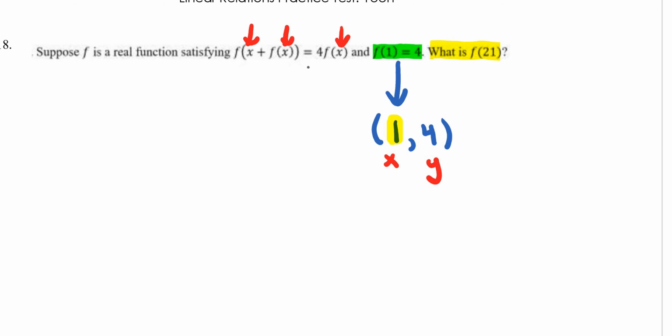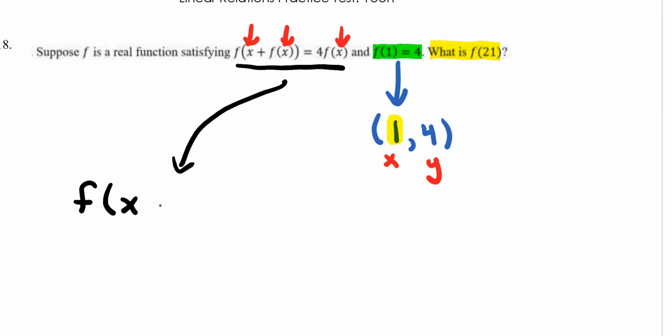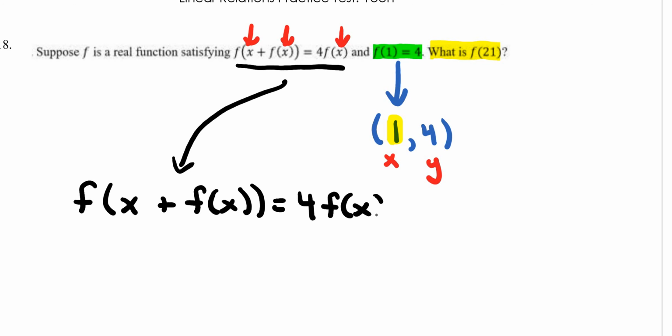All right, so if I had to recopy this line over here, which I'll do, f of bracket x plus f of x equals 4 times f of x. What we're trying to say here is every single one of these x's will be replaced with the value of 1. So this x will now become 1, and this x over here will now become a 1.